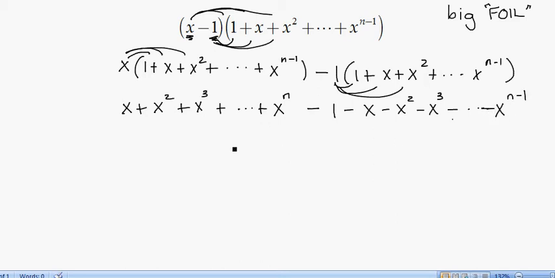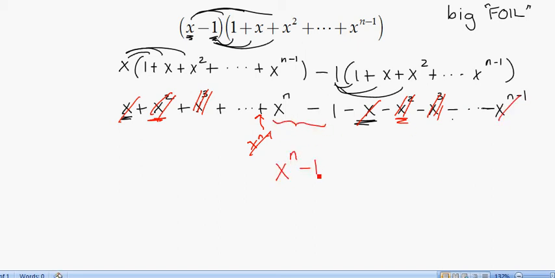But we have some like terms here. Notice over here I've got a positive x, and over here I've got a negative x. So those are going to cancel. But actually, so will the positive x squared and the negative x squared, right? So those are going to cancel. We have a positive x cubed, negative x cubed, and in fact, everything's going to cancel with these terms. I didn't write it, but right before here we have a positive x to the n minus 1, so that's going to cancel with the negative. So the only thing left is going to be just x to the n minus 1.